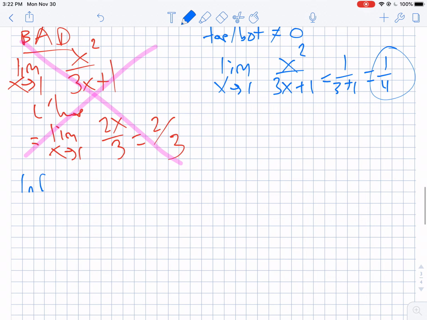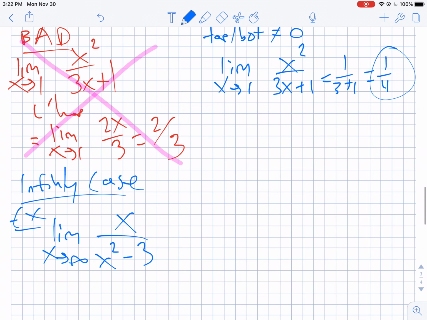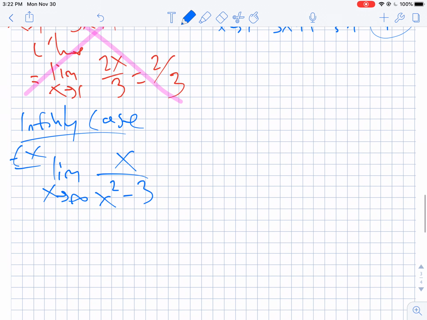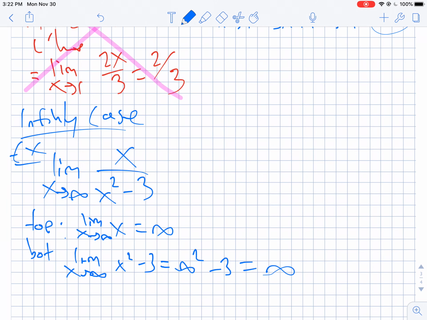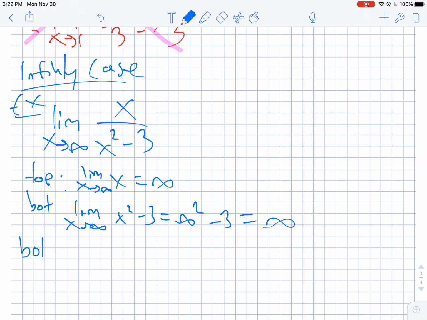So let's take a look at this. Let's suppose, for example, we have to take the limit as x goes to infinity of x divided by x squared minus 3. Now, you might have remembered the rule from this. Hey, we have a bigger power on the bottom. We know the limit's going to be 0. But we can get the same result using L'Hopital's. So on top, the limit as x goes to infinity of x, you just get infinity. On the bottom, the limit as x goes to infinity of x squared minus 3, you get infinity squared minus 3, which is, of course, still infinity. So because the top and the bottom are both infinity, we can use L'Hopital.